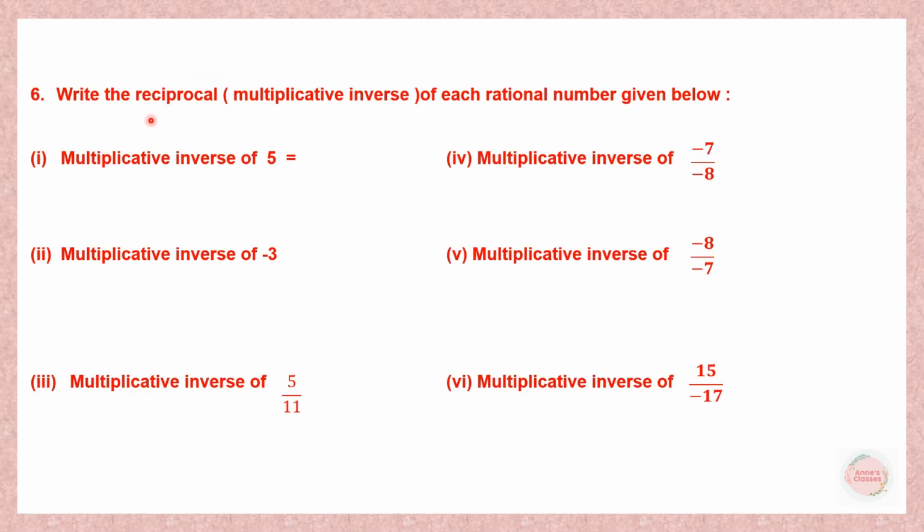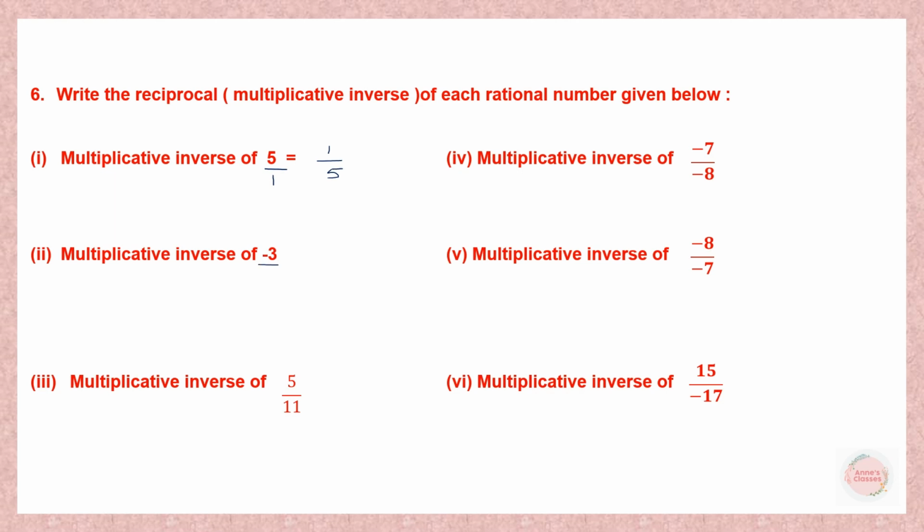Question 6. Write the reciprocal or the multiplicative inverse of each rational number given below. So these two are the same. Multiplicative inverse is the same as reciprocal. So that means the reciprocal of 5. So this is 5 by 1. So the multiplicative inverse or the reciprocal is 1 by 5.